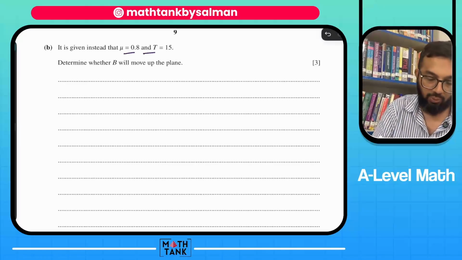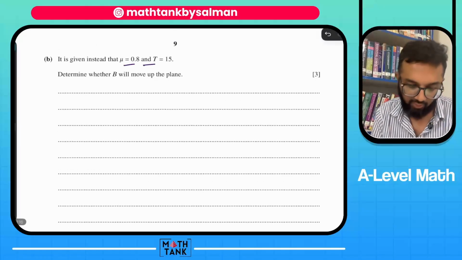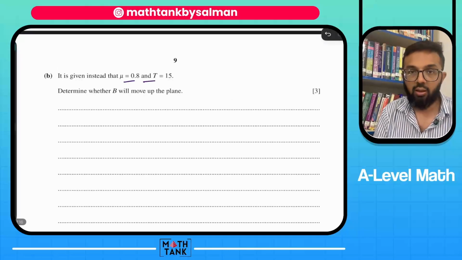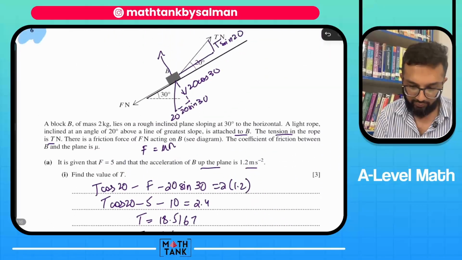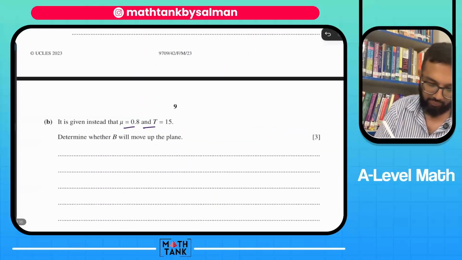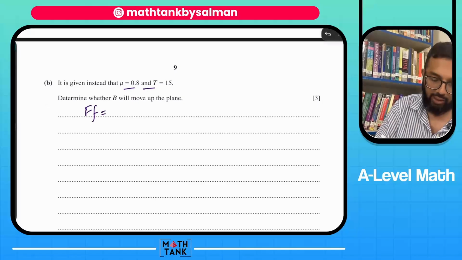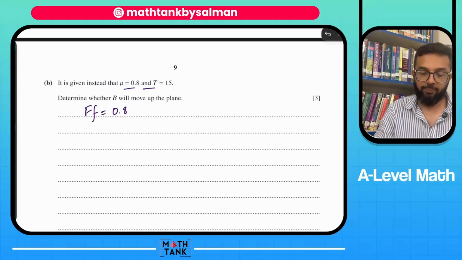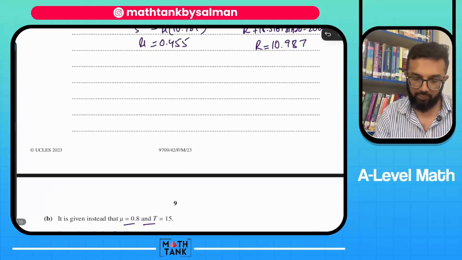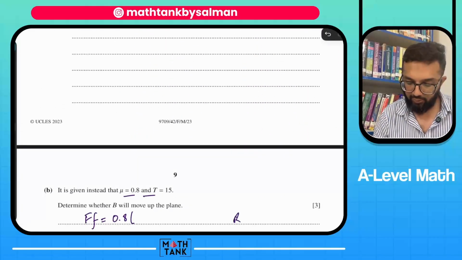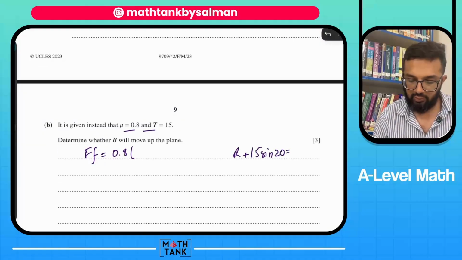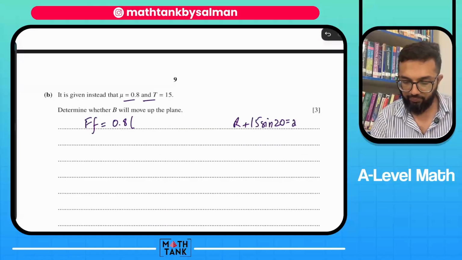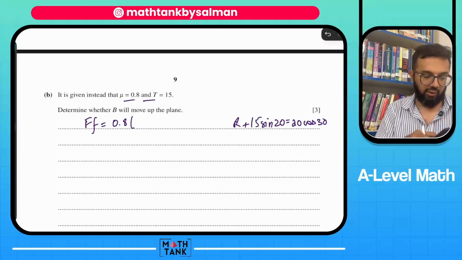It is given instead that mu is 0.8 and T is equal to 15. Determine whether B will move up the plane. Now this is about determining whether it's going to move or not, and I've been given the values. So I'm going to calculate everything separately. Frictional force is 0.8 into R. R would then be, again from this equation, R plus 15 sine 20 equals 20 cos 30. So R is 20 cos 30 minus 15 sine 20.